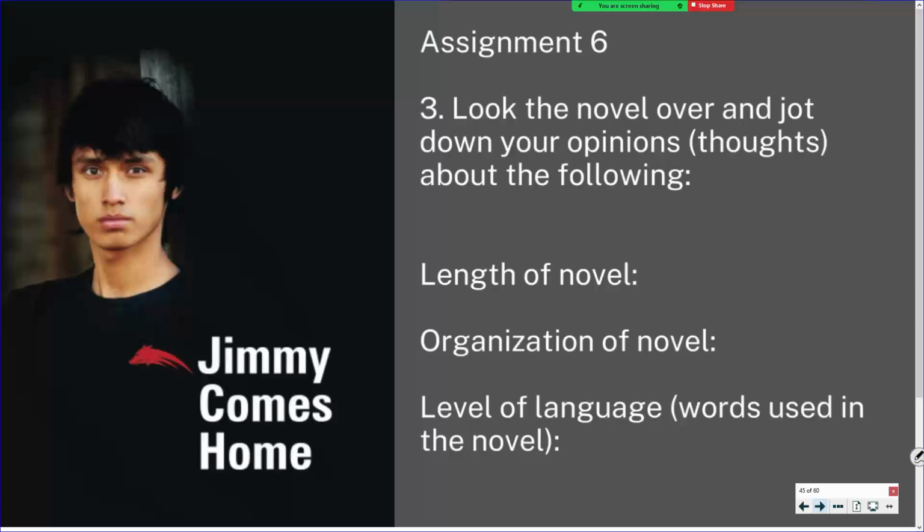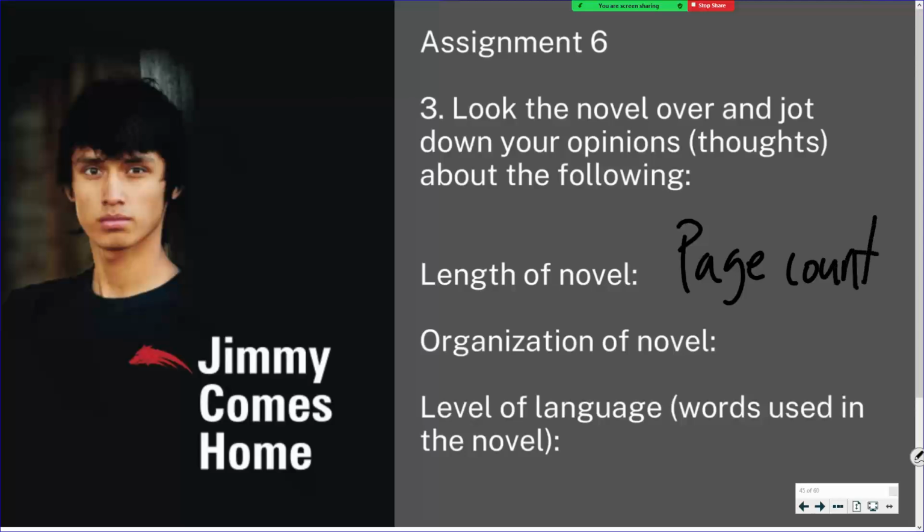Now look the novel over and jot down your opinions, your thoughts about the following: the length of the novel, the organization of the novel. Now, when we talk about the length of a novel, we're talking about page count, all right?